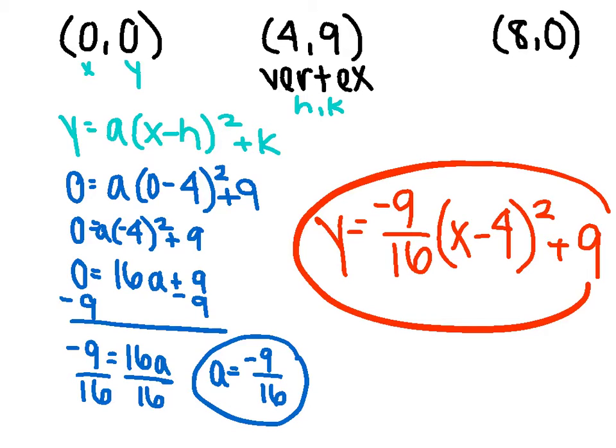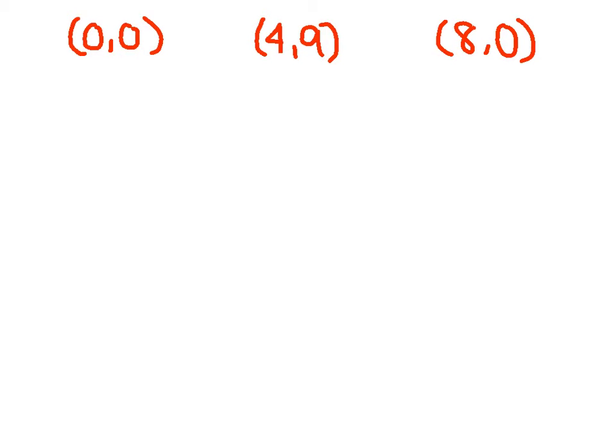Now for standard form, that's a little bit different. Standard form is what we were doing last week. So if I have standard form, 0, 0, 4, 9, and 8, 0, I can use the 3 equation and then systems of equations setup to find standard form. Remember, your standard form is y equals ax squared plus bx plus c.